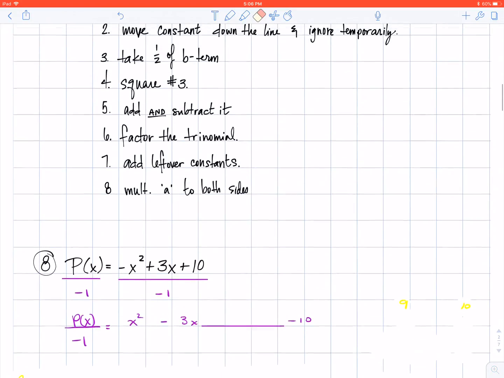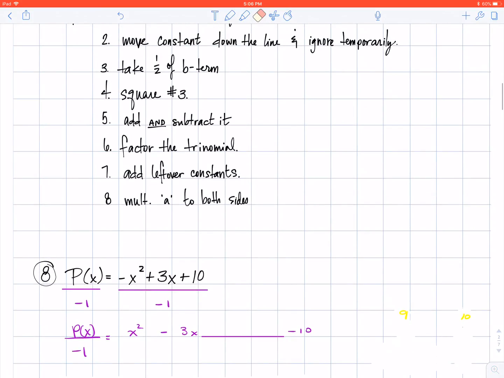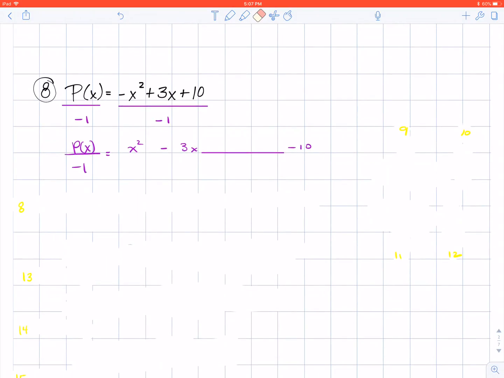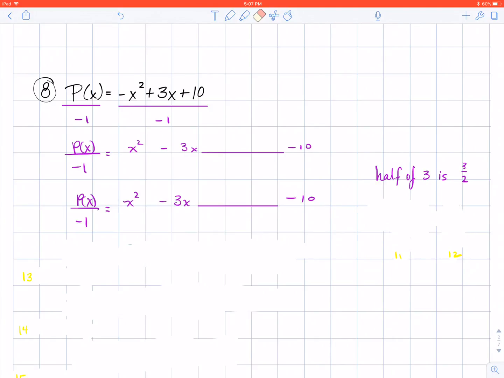So now what you're going to do, refer back to your list again. You want to take half of the B term. Your B term is that negative 3x. And really I'm just taking half of the B, not the whole entire B term, just the B. So when you have to take half of negative 3, I know a lot of you want to talk about 1.5. And that's not the easiest way to do that. If you want to take half of 3, just call it 3 halves. If you want to take half of 9, call it 9 halves. It makes things a lot easier. So if I take half of the B term, that's going to be 3 halves.